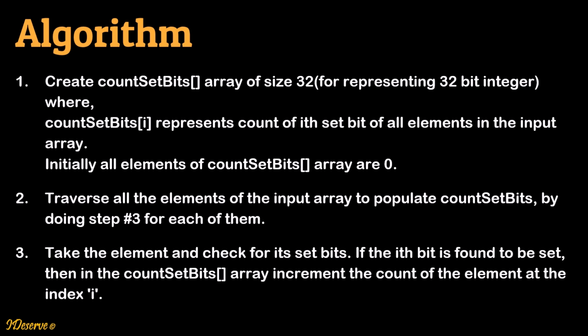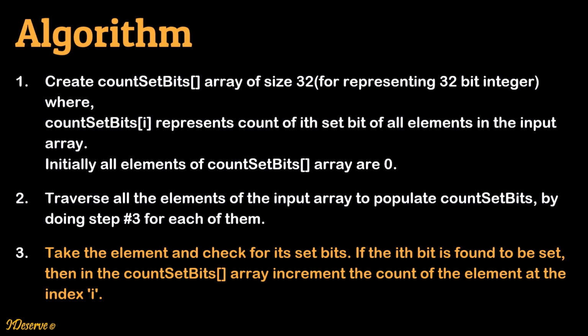So first step is to create countSetBits array of size 32 for representing 32-bit integer, where countSetBits[i] represents count of ith set bit of all elements in the input array. Initially all elements of countSetBits array are 0. Then traverse all the elements of the input array, and for each element check for its set bits. If the ith bit is found to be set, then in the countSetBits array increment the count of the element at index i. We will pause here for a bit.